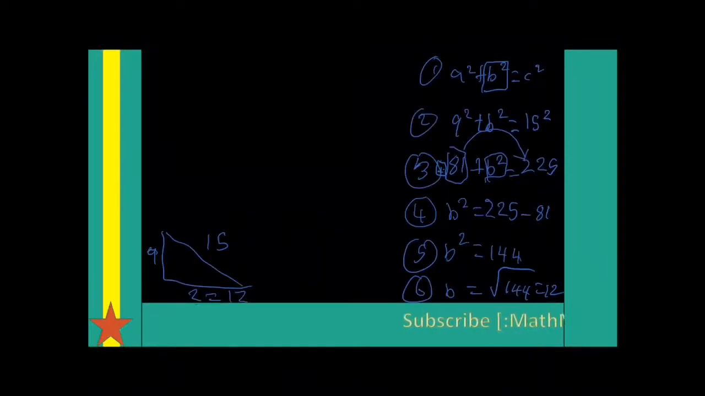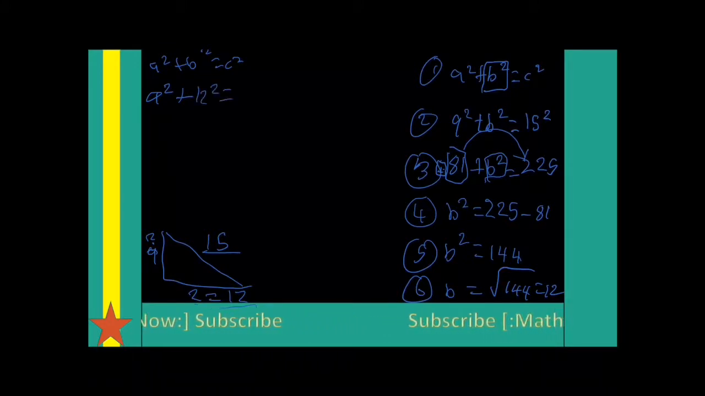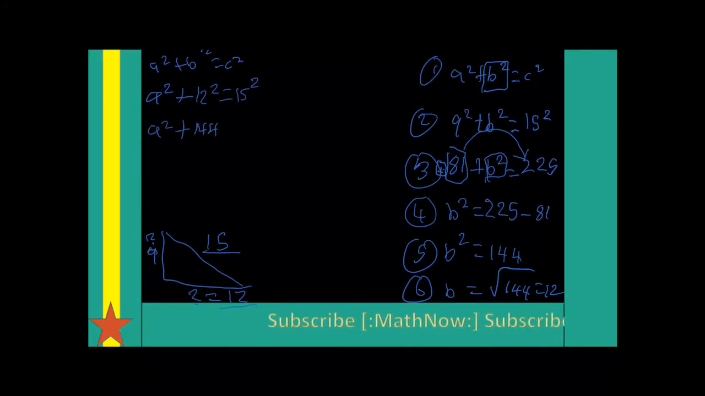If you want to find out this and you don't know, and you know only this and this, you do the same thing. A squared plus b squared is equal to c squared. You insert a, which you don't know, so it's a squared. B is 12 squared, and c is 15 squared. A squared plus 144, 12 squared, and 225, which is 15 squared.